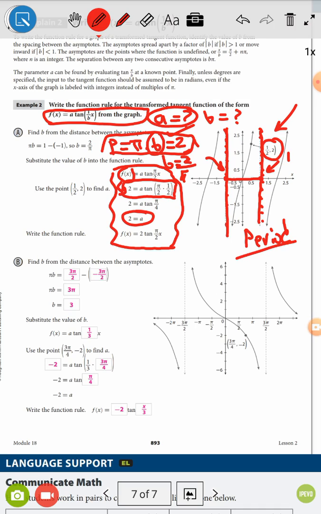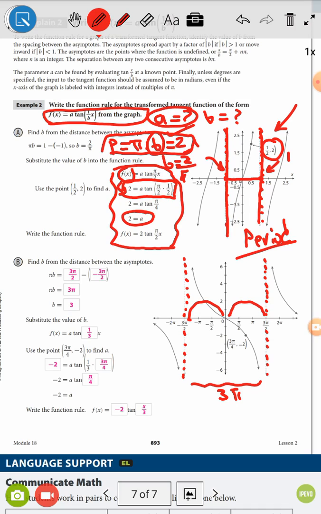Let's take a look at another one. The one down, in letter B, we have this asymptote and this asymptote. Now look at the distance between them: between 3 pi over 2 and -3 pi over 2. What is the distance between them? It is 3 pi. It is easy to get, you just add them without the minus. So it is 3 pi.